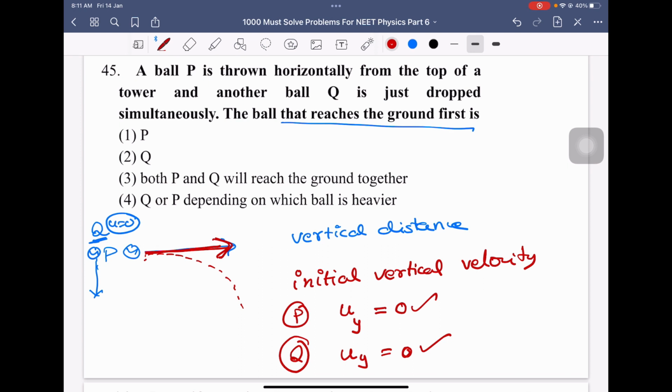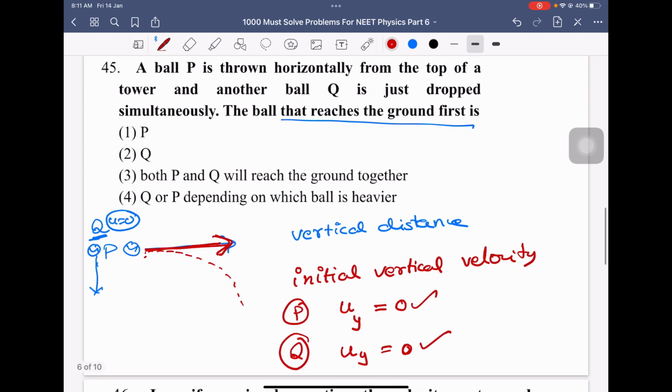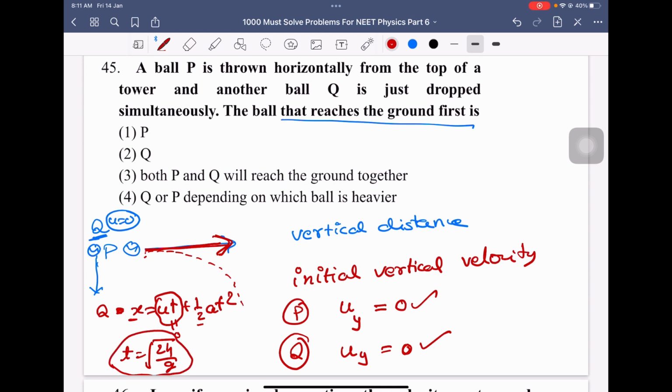So you can calculate this also. For ball Q, we can use x is equal to ut plus half at square. Since u is 0, what will you get? t is equal to square root of 2h by g. This 2 will go here, 2x by a, and a means g. So t is equal to square root of 2h by g. This is the time required for ball Q.